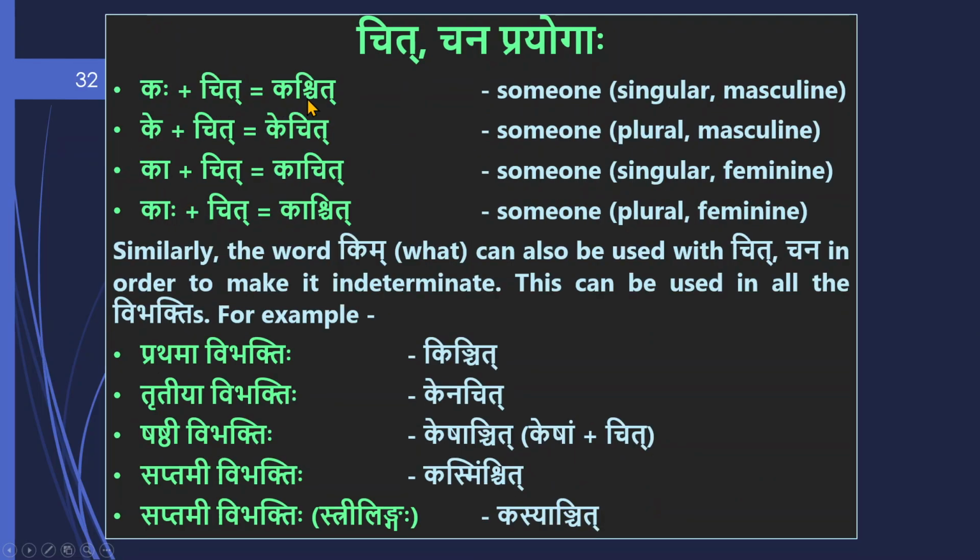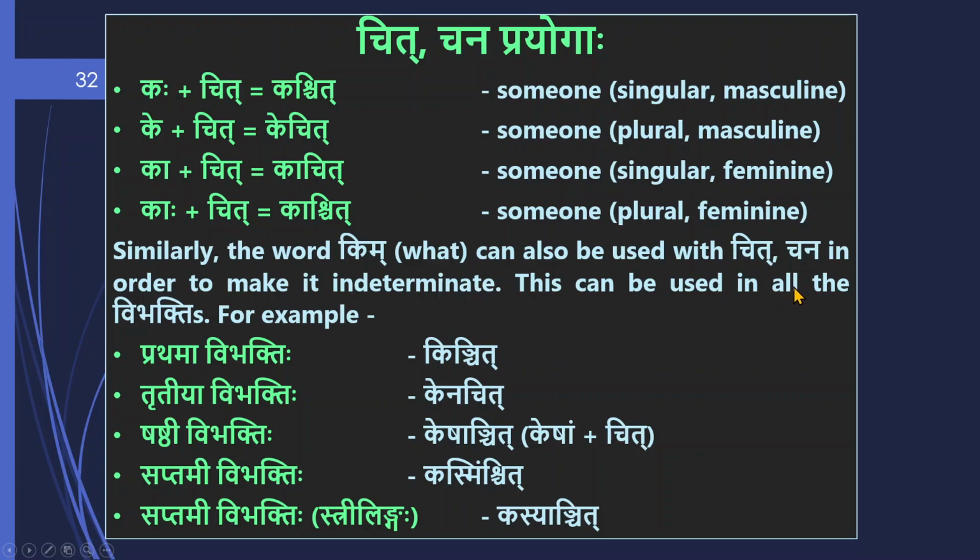Kaha plus chit is kaschit, someone, singular, masculine. K plus chit is kechit, someone, plural, masculine. Ka plus chit is kachit, someone, singular, feminine. Kaha plus chit is kaschit, someone, plural, feminine. Similarly, the word kim, what, can also be used with chit and chana in order to make it indeterminate.